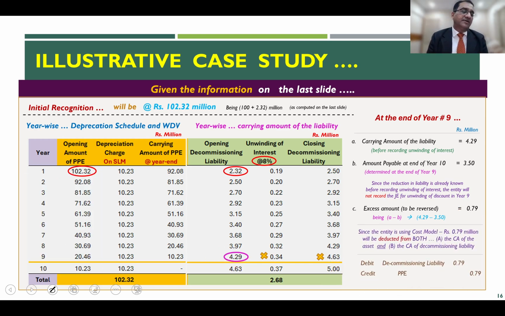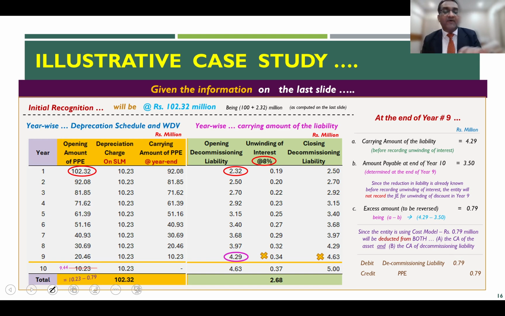Now you have to record it. Why? It's a cost model. Same entry you will record, same effect you will give. Here, you will reduce the PP&E and decrease the decommissioning liability. So you are debiting the decommissioning liability to reduce it from 4.29 to 3.5, because you are recording a debit to the liability of 0.79 million. So the 4.29 of the liability will come down after you record this entry to 3.5, and that's exactly what you need at the end of the 10th year. That's how you will do the accounting for a decrease in your decommissioning liability.